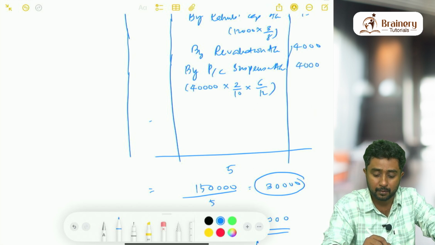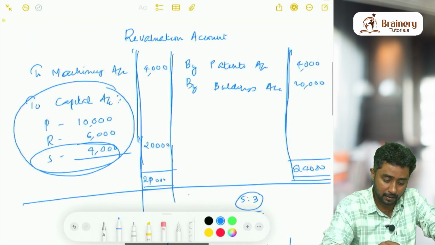You will be getting 4,000. That 4,000 we have also recorded, so that adjustment is also done.